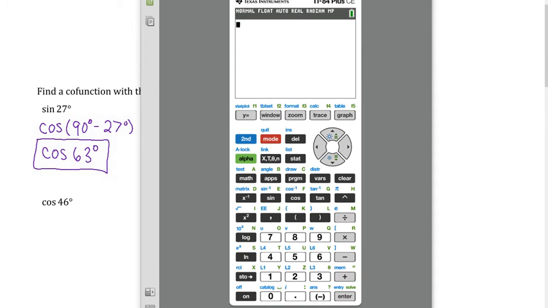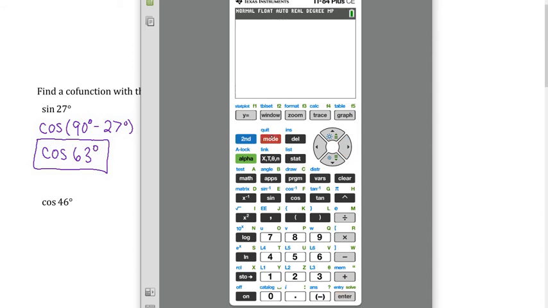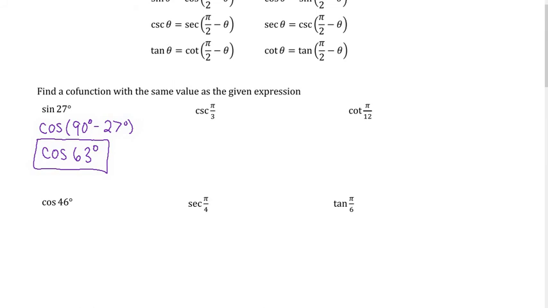Now we can verify this with our calculators. First, let's make sure we are in degree mode. All right, now we are in degree mode, and we want to look at the sine of 27 degrees, and we see the result there. Now let's look at the cosine of 63 degrees. Same thing, cofunction identities.